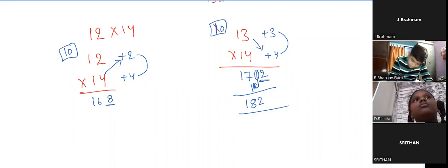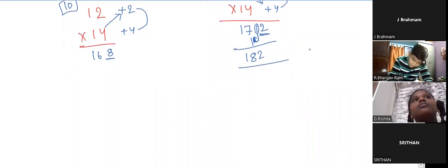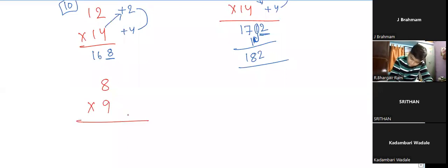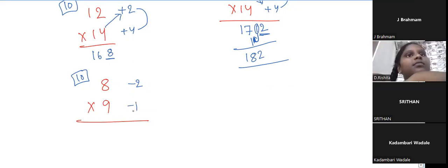Understood? Okay, sir. Then if both the numbers are below the base, let us see one question, like 8 into 9. First, the base is 10. The first number is -2, because it is less; previously it was extra, that's why it was +2. And 9 is -1, less, so that's why -1.